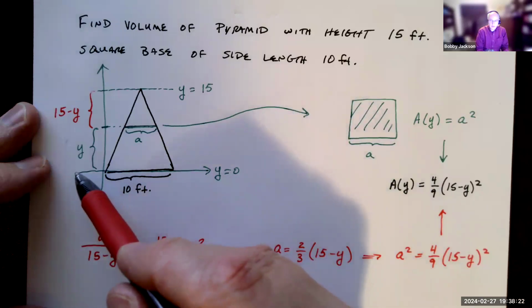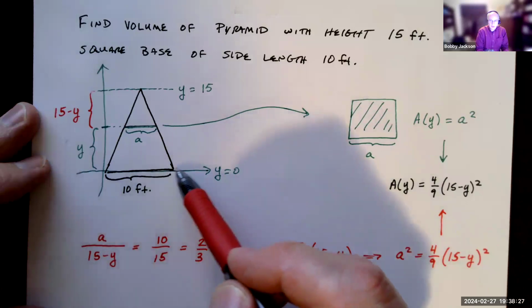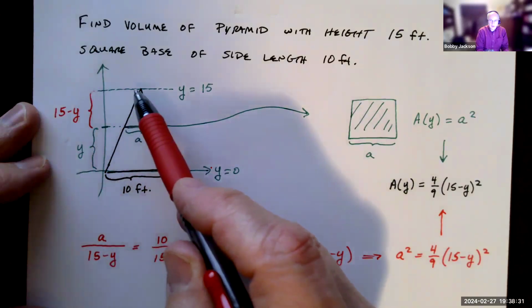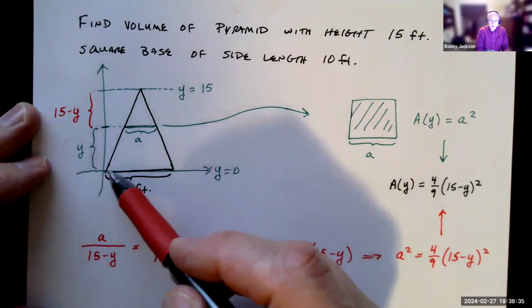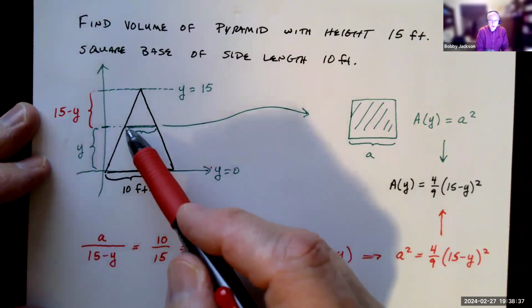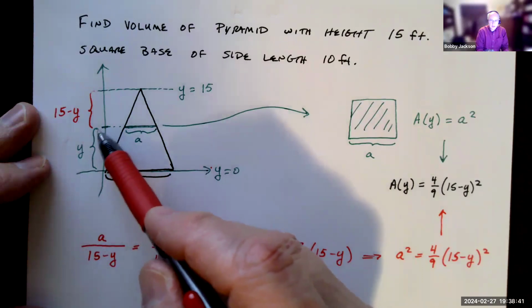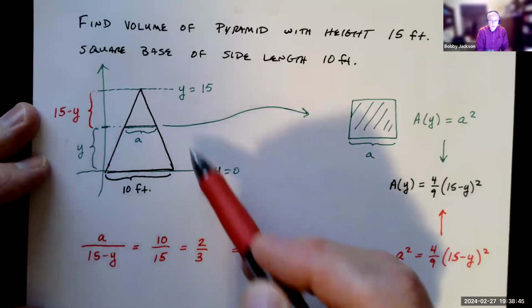I'm going to integrate with the pyramid lying on the x-axis, if you will, at y equals 0. The height of it is 15 feet, so this horizontal line is y equals 15. And again, what we need to do is find the area of an arbitrary cross section. So I go up to an arbitrary height. We call that y. y is going to vary, of course, from 0 to 15.